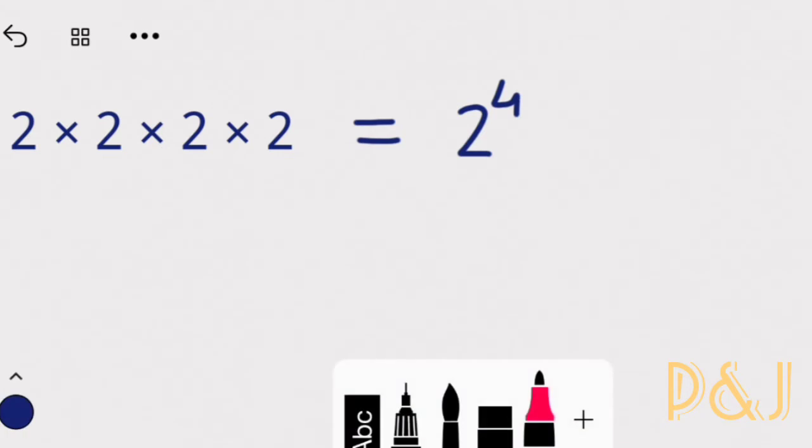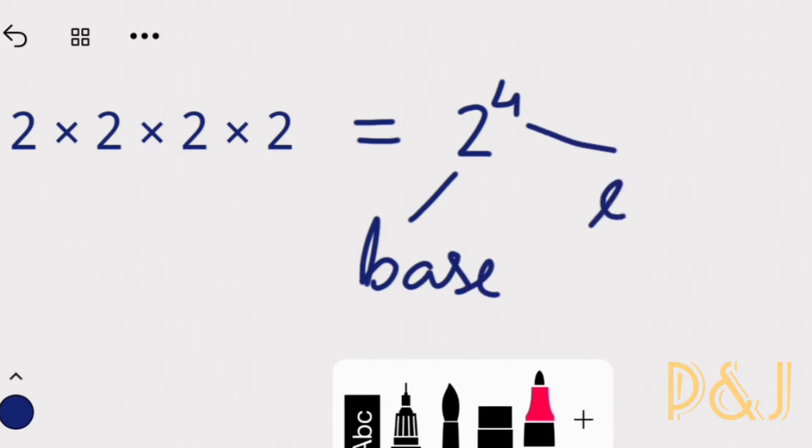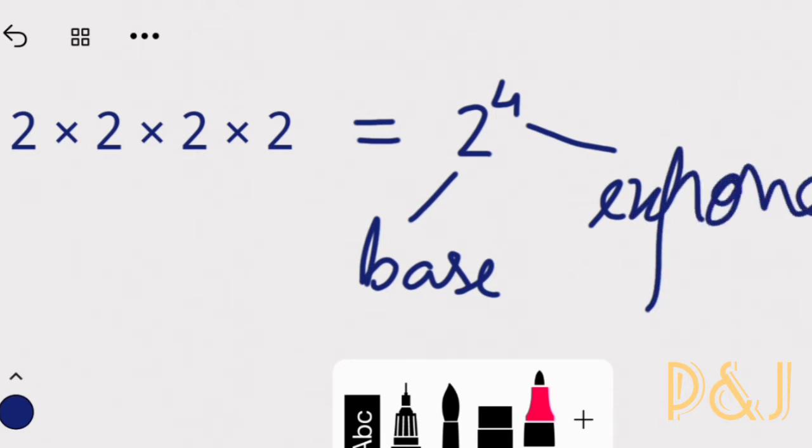In this, 2 is the base, and 4 is the exponent. Exponent, or you can call it index. And we read this as 2 raised to the power 4 or 2 to the power 4. Now 2 raised to the power 4 is known as exponential form or power notation.